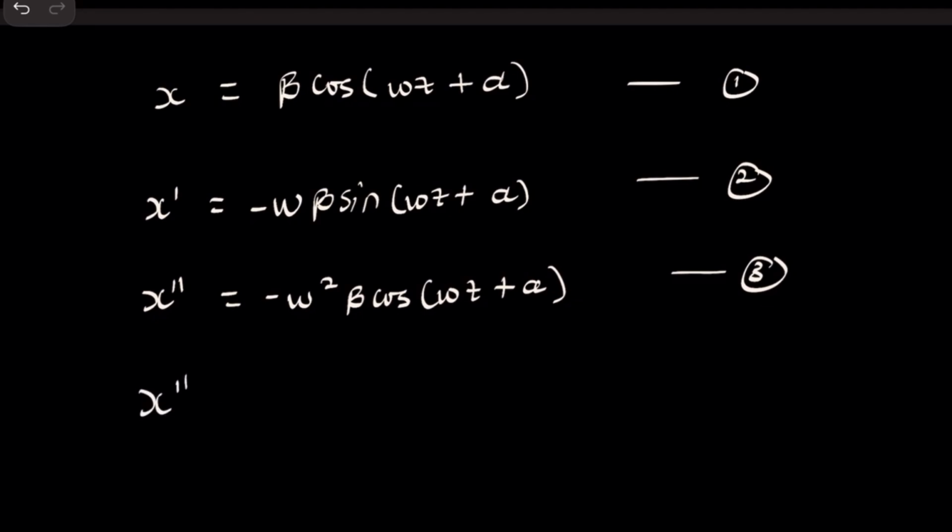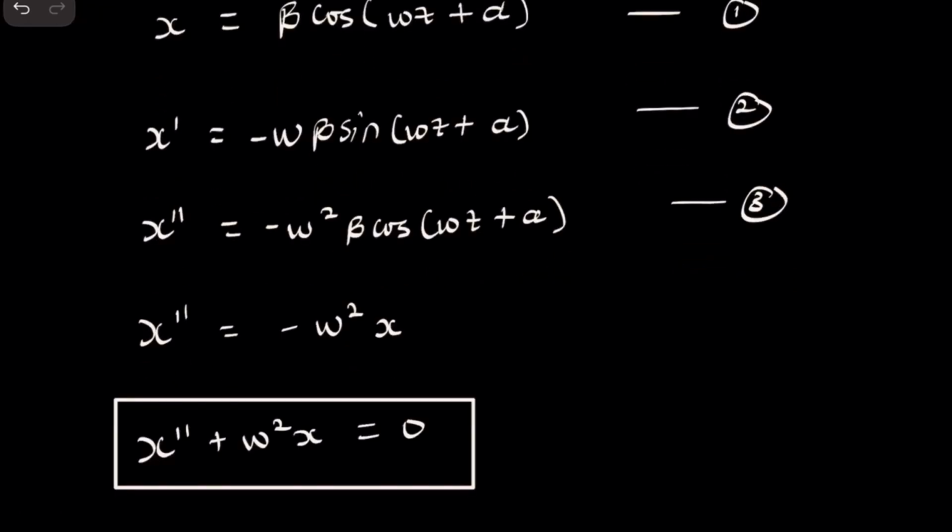x double prime is equal to minus omega squared. Now what is left is giving us x from equation 1. So here will be x. We've been able to eliminate the constants beta and alpha. And so our required differential equation is giving us x double prime plus omega squared x is equal to 0.